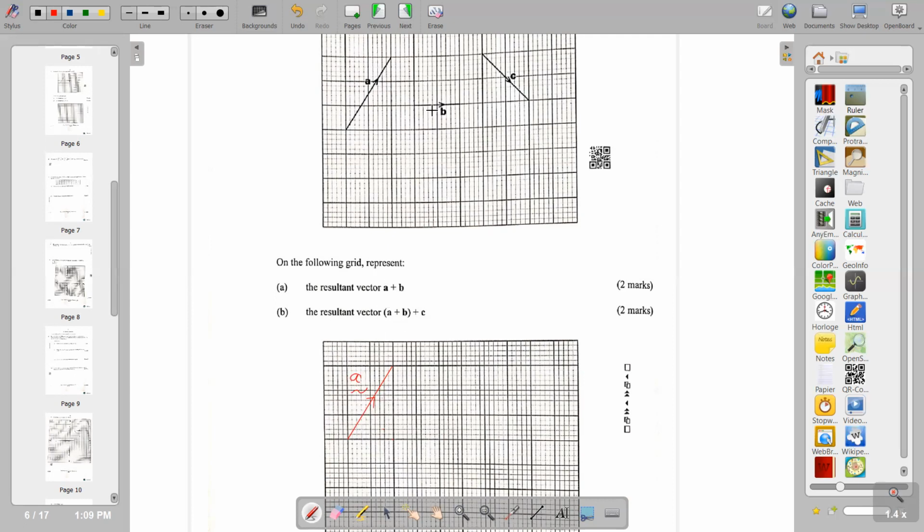And then you're going to add B. And remember B is 2 units to the right and 0 units up or down. So it is (2, 0). So you have it here. Vector B is that one up to there. Let me use a thicker line so that it is visible. So that is vector A, and then vector B.